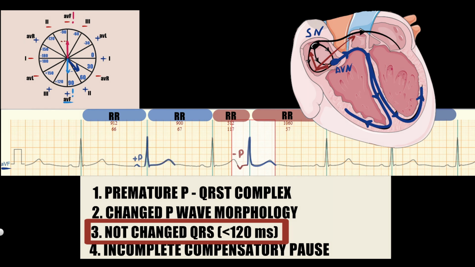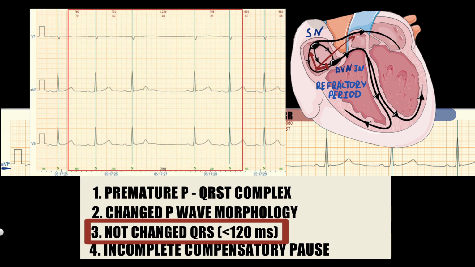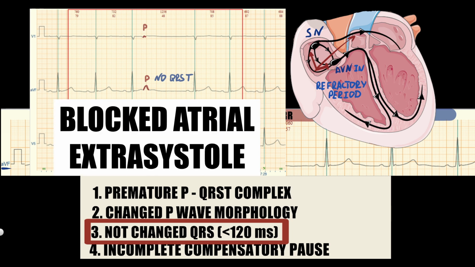But sometimes the extrasystolic impulse is so premature that it finds the AV node in the refractory period. Therefore, it can't be conducted lower to the ventricles. In this case on the ECG, we see only a premature P-wave without the following QRS-T complex, and it is called blocked atrial extrasystole.